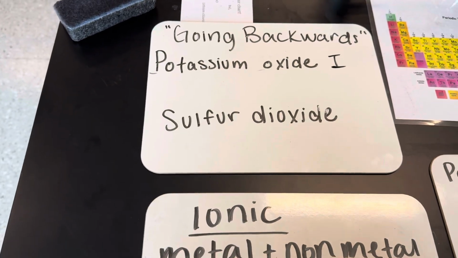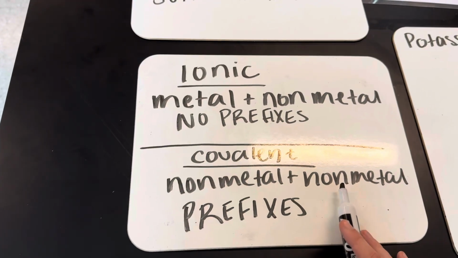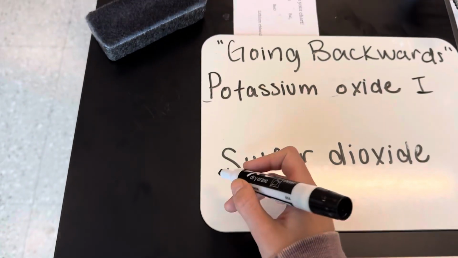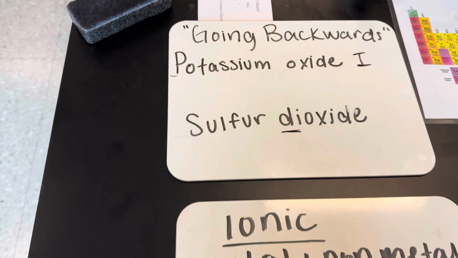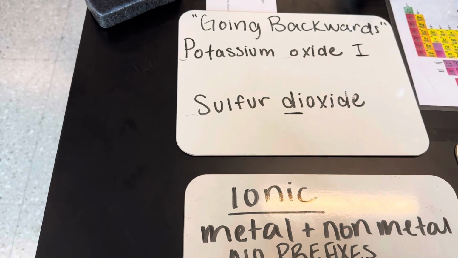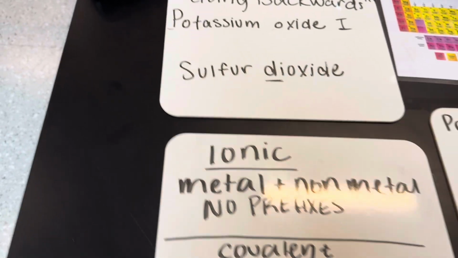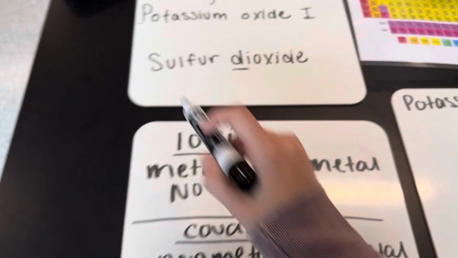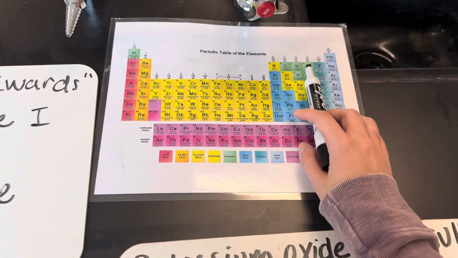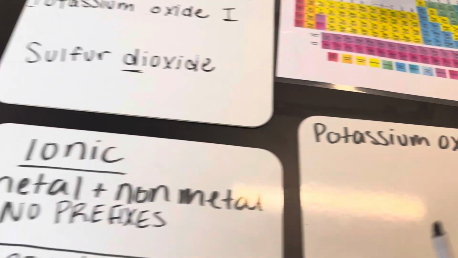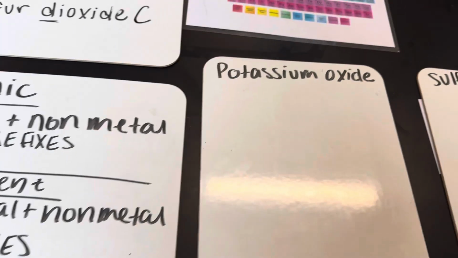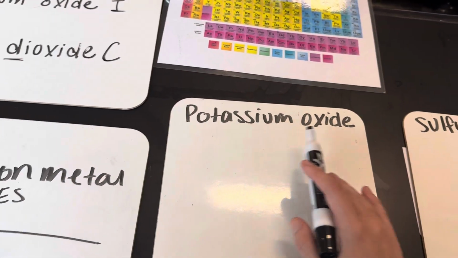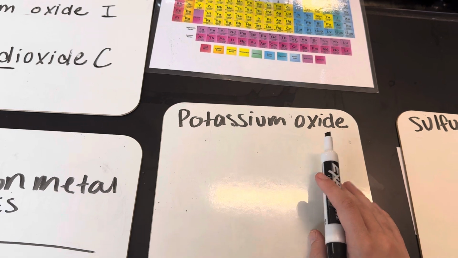Sulfur dioxide. So if we look down here, we have non-metal and non-metal and then prefixes. I have no prefix in front of sulfur, but I do have a prefix in front of dioxide, or in front of oxide. It's di. So that means this has to be a covalent compound. And we can check it by saying, okay, here's sulfur and here's oxygen, both nonmetals. So yes, it's covalent. So I'm going to write that down too. So we're going to go through the process of figuring out how we can get the formula from this name.